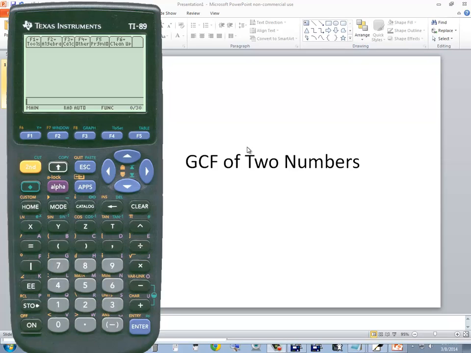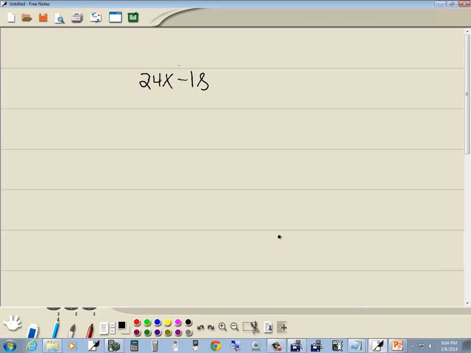Let's take a look at finding the GCF of two numbers on a TI-89 calculator. For example, consider we want to factor this problem, 24x minus 18. And if we can't see the largest number that divides into both those numbers, 24 and 18, we can use the calculator for that.